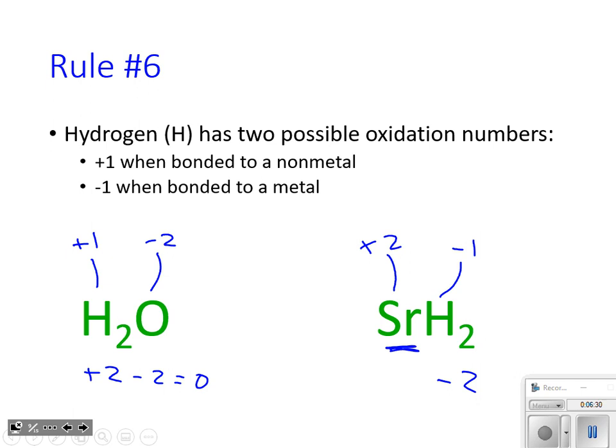So rule number 6 is dealing with hydrogen, whether it's a +1 or a -1. Probably the majority of the time, folks, you're going to see the hydrogen is going to be a +1. Okay, we don't see it too often bonded with a metal, but we could.